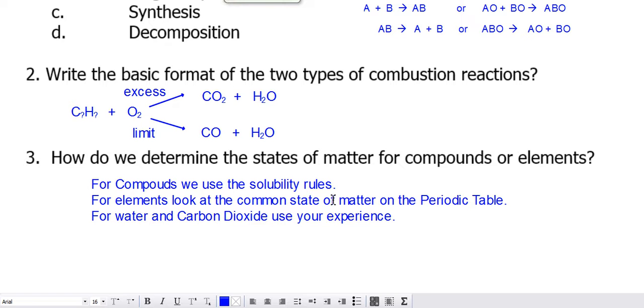The states of matter: solids are black, liquids are blue, and gases are red. And we don't care about the white ones. They don't really get involved in our reactions very often.